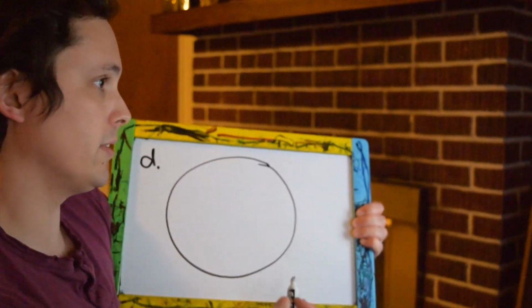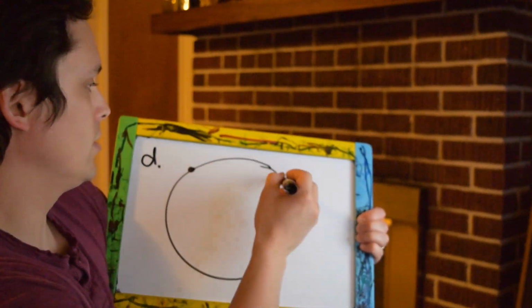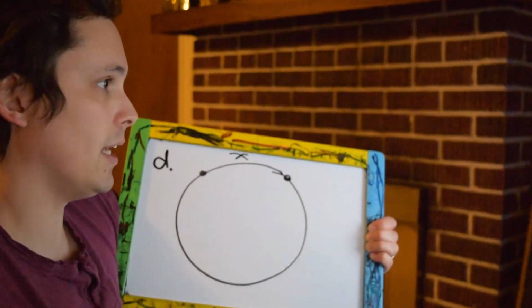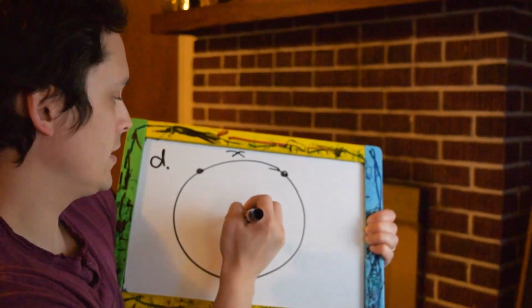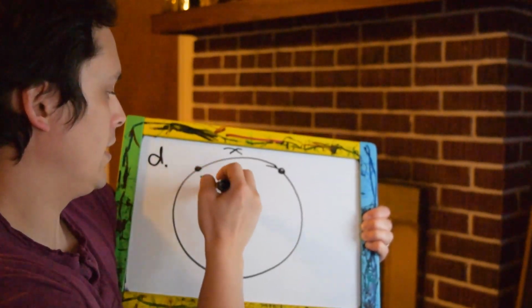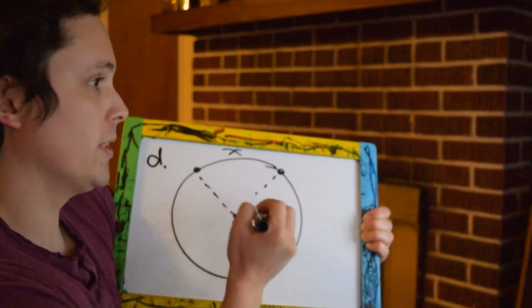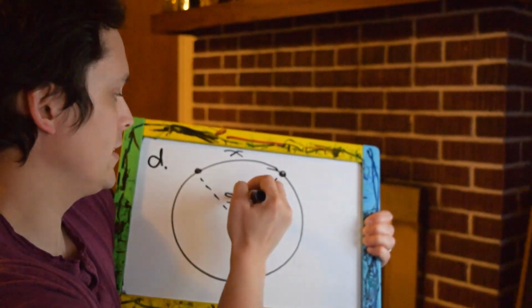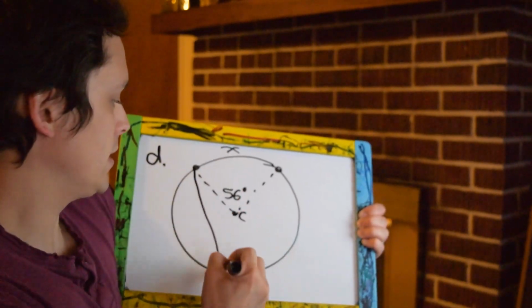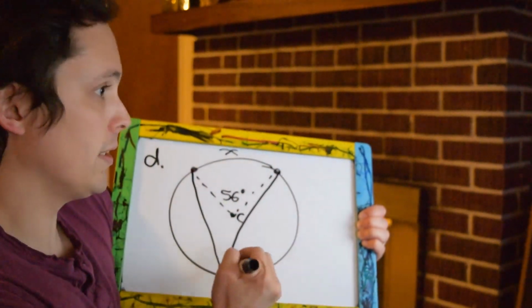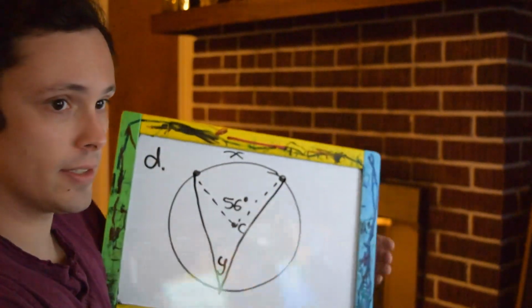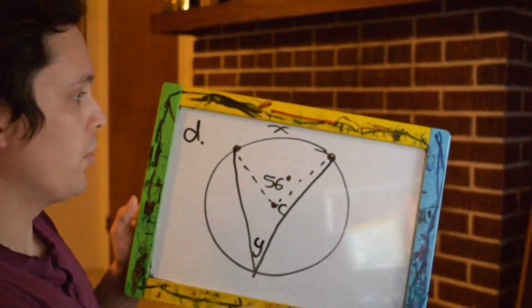We have a circle. We have 2 points with an arc measured at x. We have the center of the circle, and we have dotted lines pointing there with a 56-degree angle there. And then we have these 2 points connecting in to another point, and this angle is called y. And we need to solve for x and y.